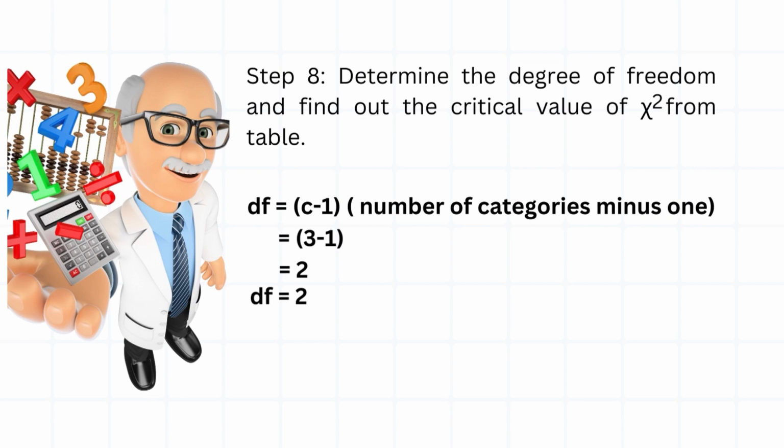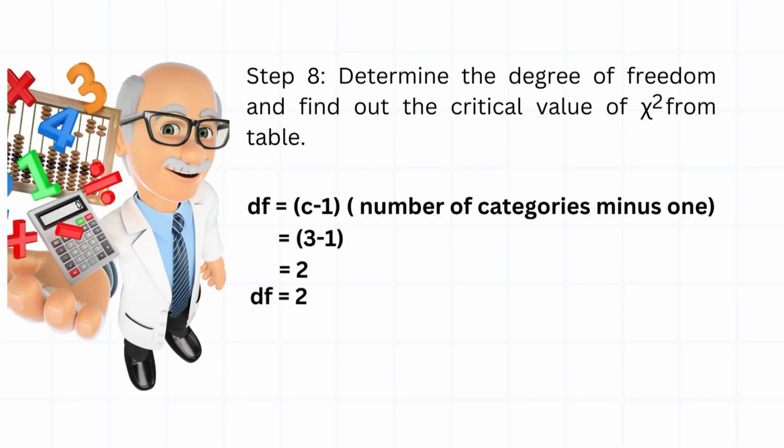Now, we have to move ahead and the next step is step number 8, and at step number 8 we have to determine the degree of freedom and find out the critical value of chi square from the table, and usually this table is given in the end section of any statistics book. The formula of DF in the goodness of fit test is DF equals number of categories minus 1, and here the number of categories is 3. So, 3 minus 1, DF would be 2.